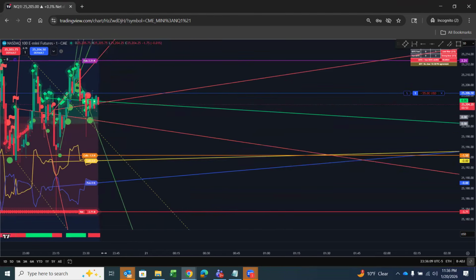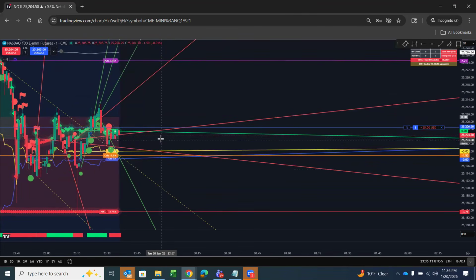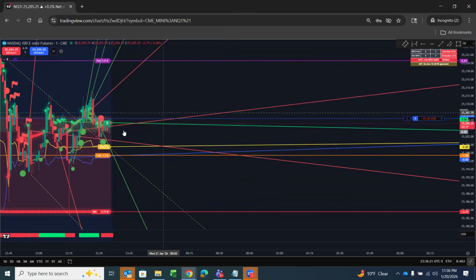Let's see. Looks like we opened right near the bottom. Oh no, we opened above it. So let's see if we can continue up. Looks like we opened above the bullish gamma wall. Above this, there's no resistance besides this bearish trend line we have here.